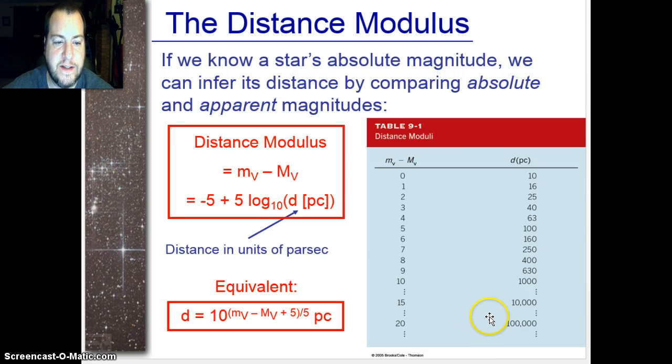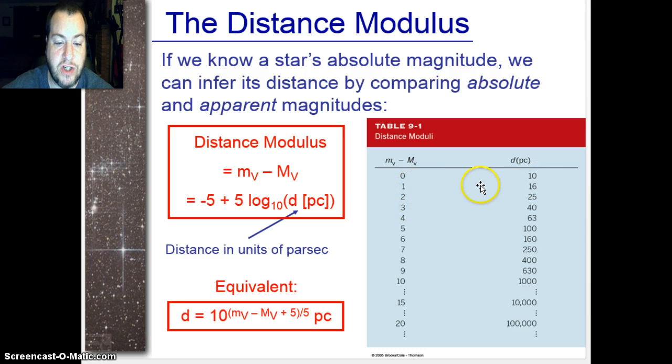Now, if we know a star's absolute magnitude, we can infer its distance by comparing absolute versus apparent magnitude. You don't have to worry about the math over here. What I just want you to know is how to use this table. If m sub v minus big M sub v is equal to 0, then we're at a distance of 10 parsecs. Does that make sense? If its apparent brightness is equal to its absolute magnitude, then we're at a distance of 10 parsecs away.